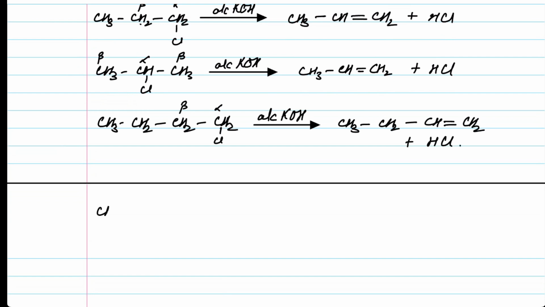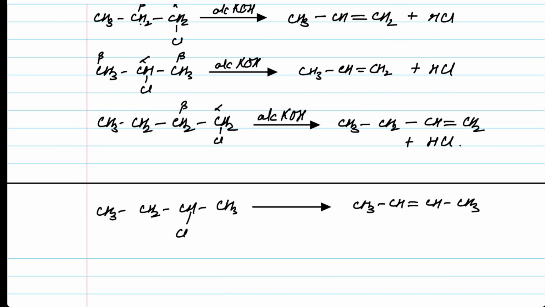Now, let us say we have CH3, CH2, CH, CH3, and here we have Cl. Now, this is a particular case in which there are two products which are possible. One product is going to be CH3, CH, double bond CH, CH3, while the other product is going to be CH3, CH2, CH, double bond CH2. These are the two products which are possible in this particular reaction.